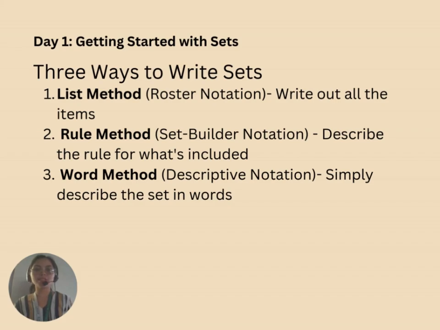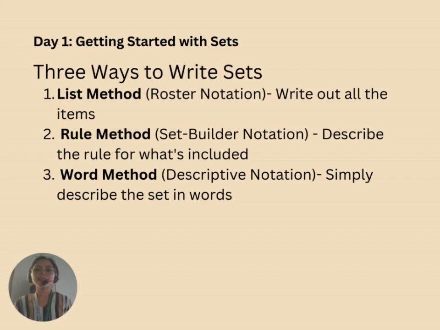Second is the rule method. The rule method is also known as the set builder notation. This describes the rule for what is included. So this is used when there's a pattern or rule for what's included. Later on, you will see what the rule method or the set builder notation looks like.